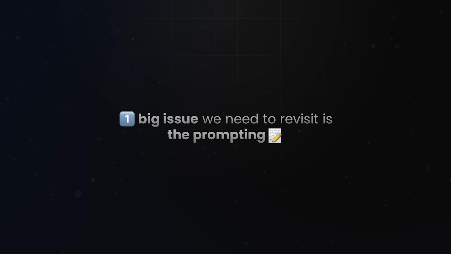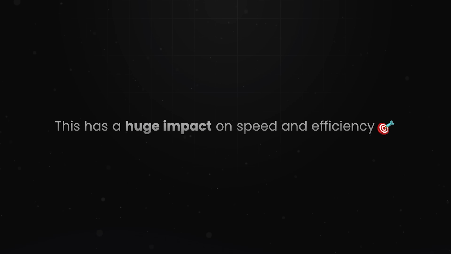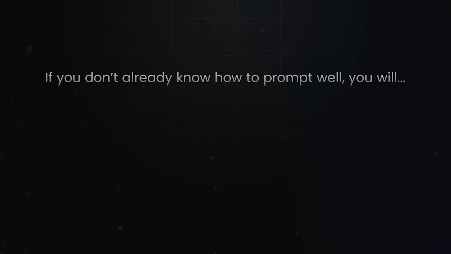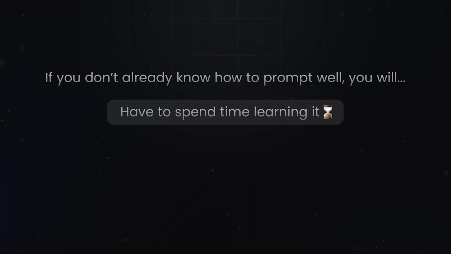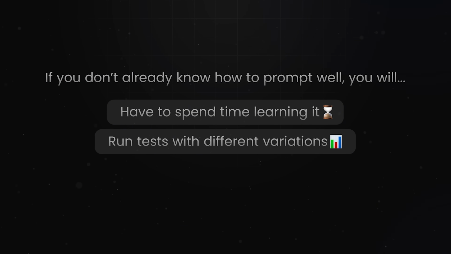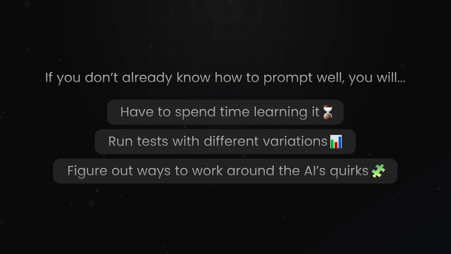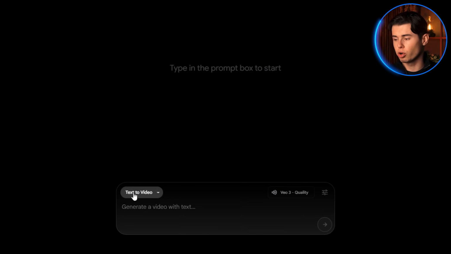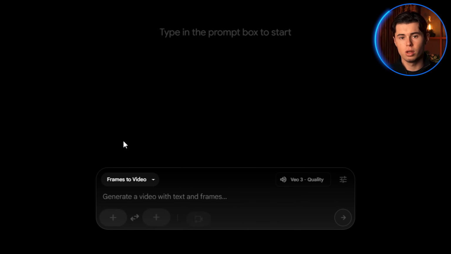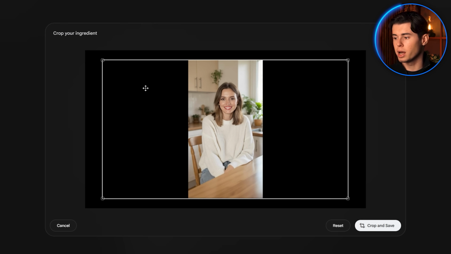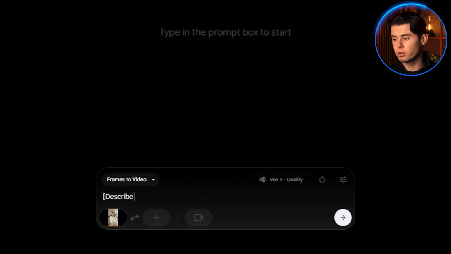Going back to Veo 3, one big issue we need to revisit is the prompting. This has a huge impact on speed and efficiency, because if you don't already know how to prompt well, you'll first have to spend time learning it, then run tests with different variations, and then figure out ways to work around the AI's quirks. One way to speed it up is by having a pre-made AI image ready. As you can see here, when I switch to frames to video, I can upload an image like that, and it makes the process easier since you don't have to keep re-describing your character's look in every prompt. But if you don't already have an image or know how to make one, this slows you down a lot.